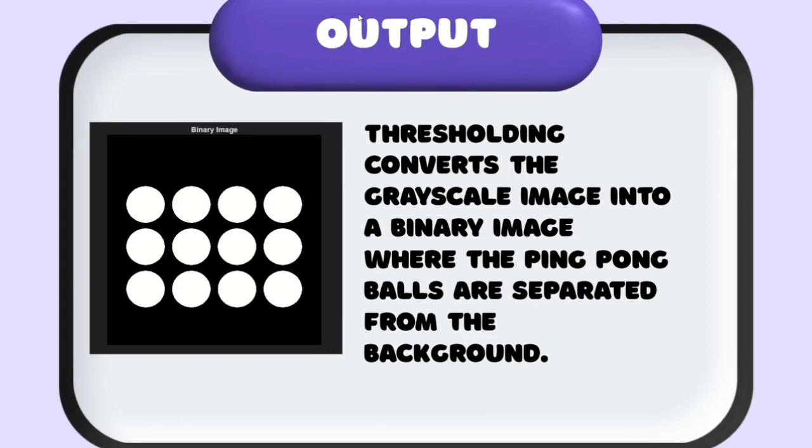As you can see in this output, thresholding converts the original grayscale image into a binary image. This is a crucial pre-processing step where we separate the ping-pong balls from the background. By applying an appropriate threshold value, we create a binary representation where the balls appear as the white regions against a black background, making them ready for further analysis.